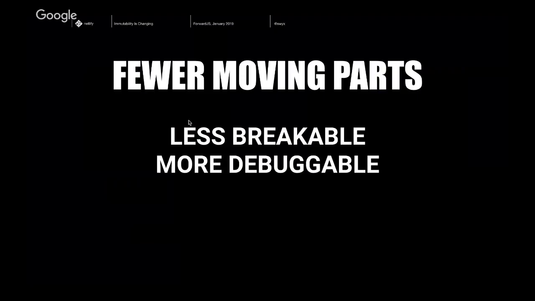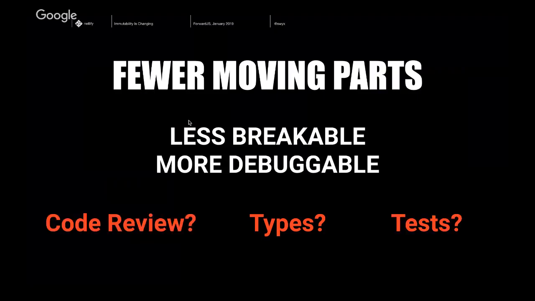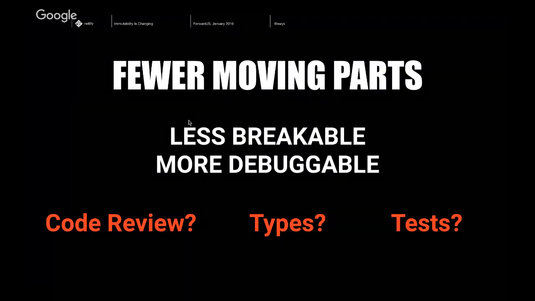The software analog of this means that your software is less breakable because there are just solid units, and that also means it's more debuggable. But there are typical software engineering solutions to deal with this. For example, adding types to make it more debuggable, adding tests to make sure that things don't break, or just having manual code review because that scales.